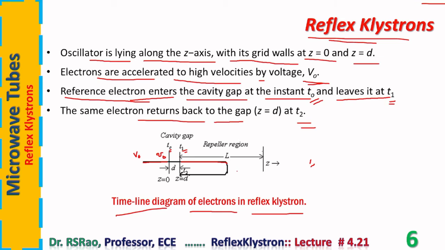Here it faces an opposing force. Why? The repeller is connected to a negative voltage source. Then it turns back, travels towards the gap, and reaches the gap. Let us suppose the instant at which it reaches is T2. Z equal to 0 is the location of one grid wall. Z equal to d is the location of another grid wall. This is the repeller plate.